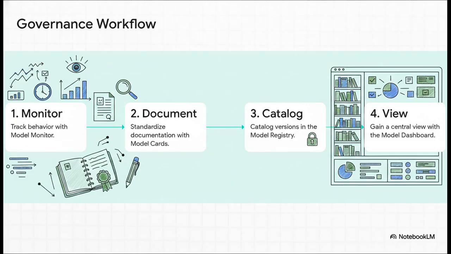So when you put it all together, the whole governance workflow is actually pretty straightforward. It boils down to these 4 steps. You monitor the model's behavior, you document everything with a model card, you catalog it in the model registry, and then you use the model dashboard to see and manage the whole shebang from one place.